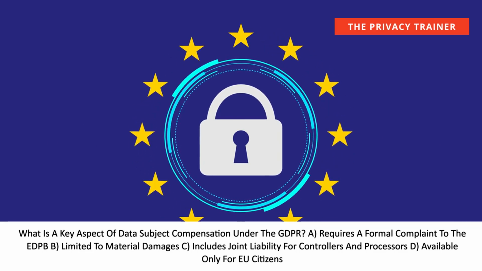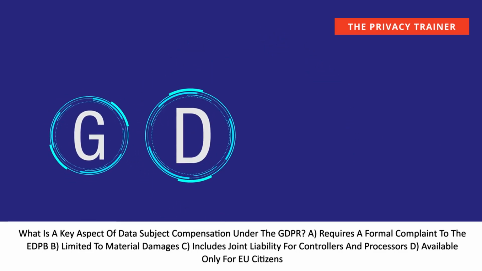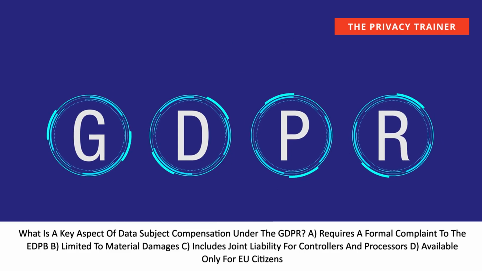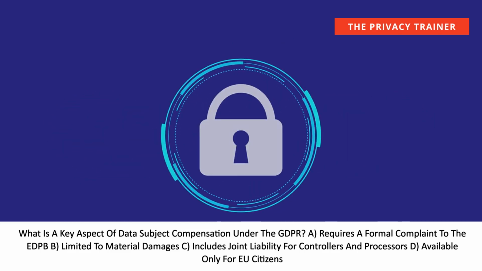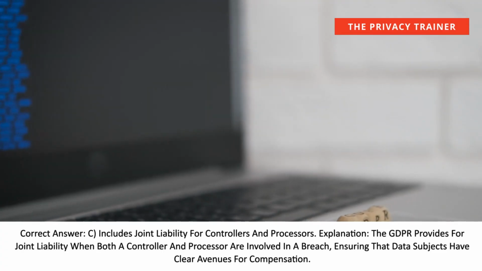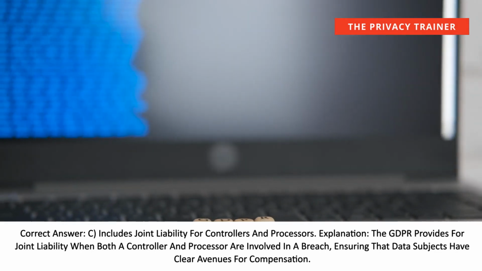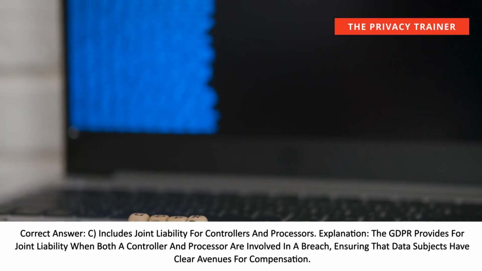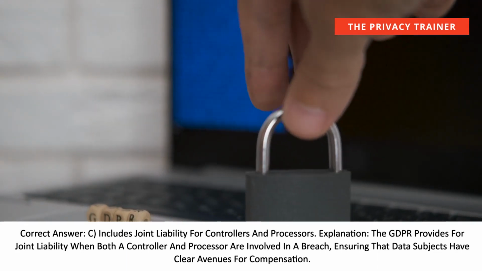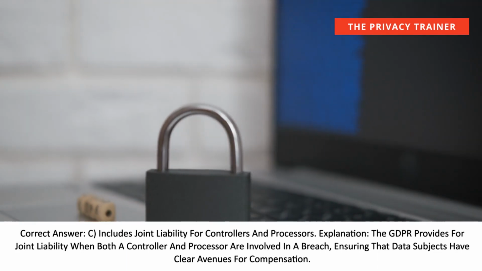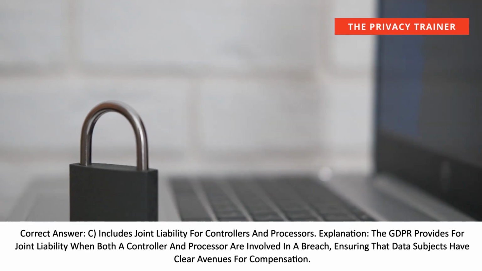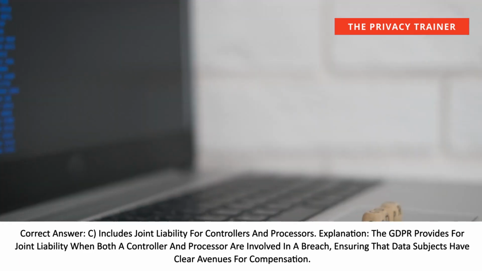B. Limited to material damages. C. Includes joint liability for controllers and processors. D. Available only for EU citizens. Correct answer. C. Includes joint liability for controllers and processors. Explanation. The GDPR provides for joint liability when both a controller and processor are involved in a breach, ensuring that data subjects have clear avenues for compensation.